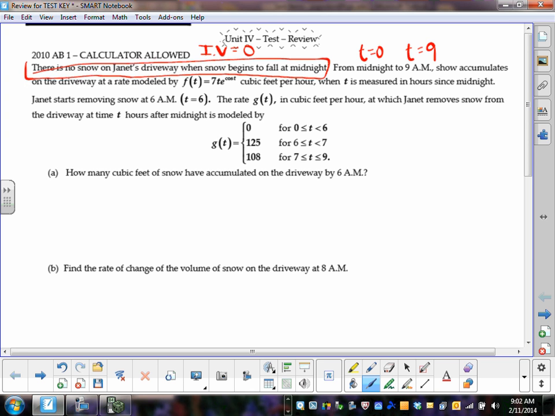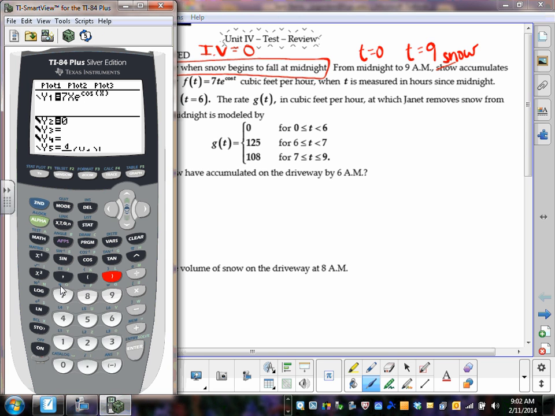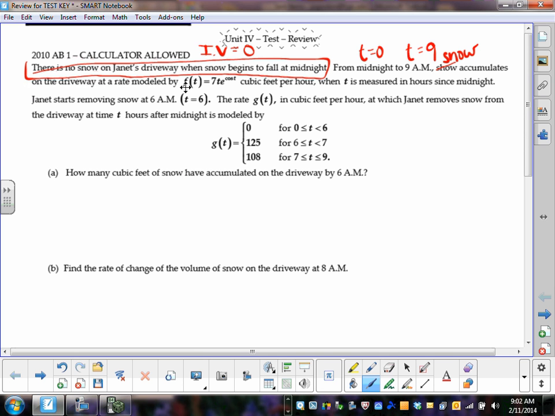It says snow accumulates, and what we really mean by that is snow accumulates on the driveway at a rate modeled by f of t equals 7t e to the cosine t. Since this is a calculator question, I'm going to use my calculator and put f of t into my y1. Notice it says that f of t is cubic feet per hour, and it is a rate. So we're actually starting with the rate in. And g of t in cubic feet per hour is also a rate, but it is the rate out.